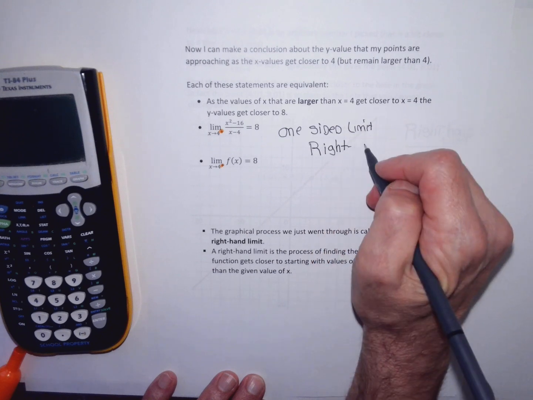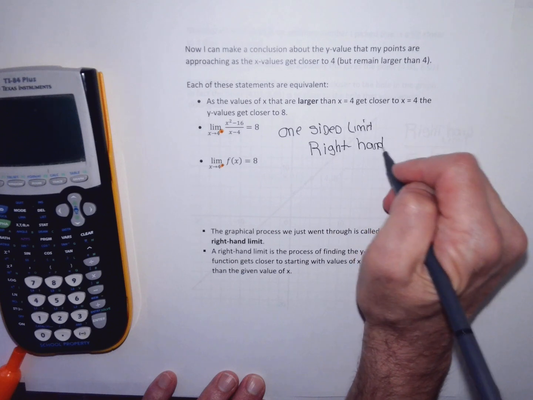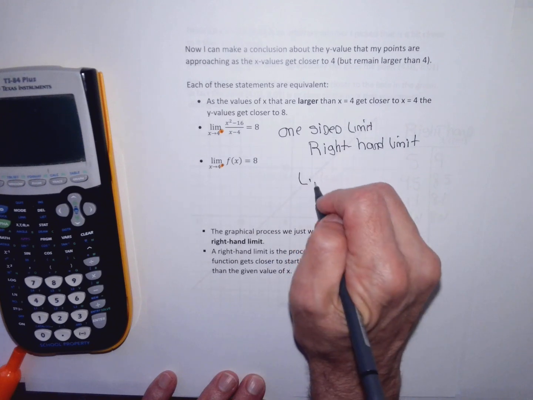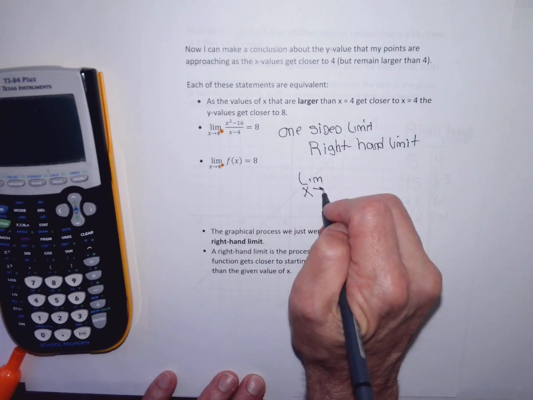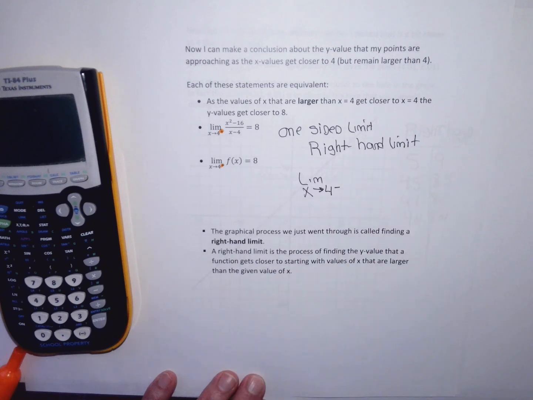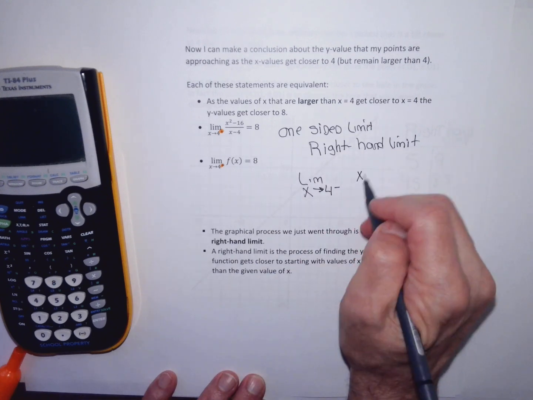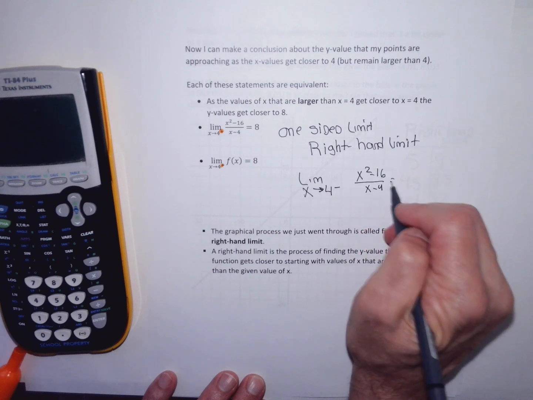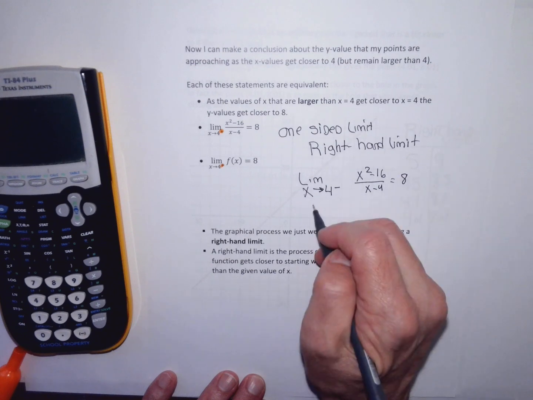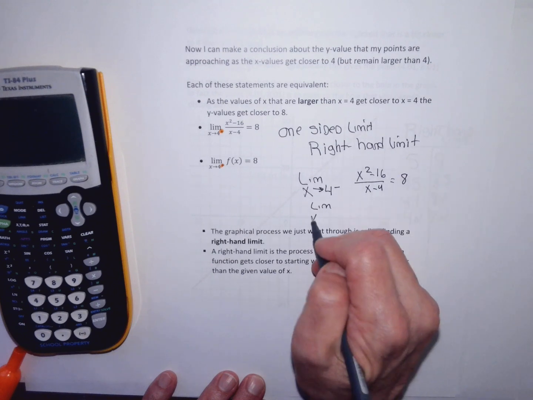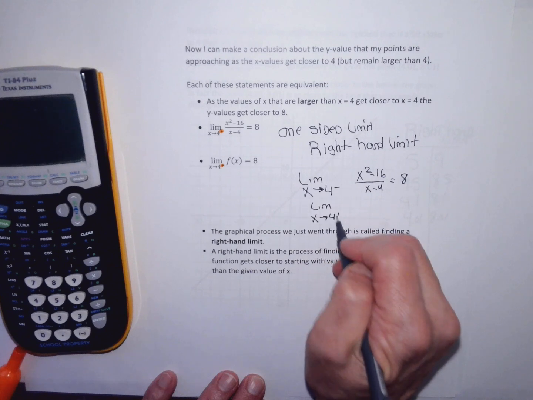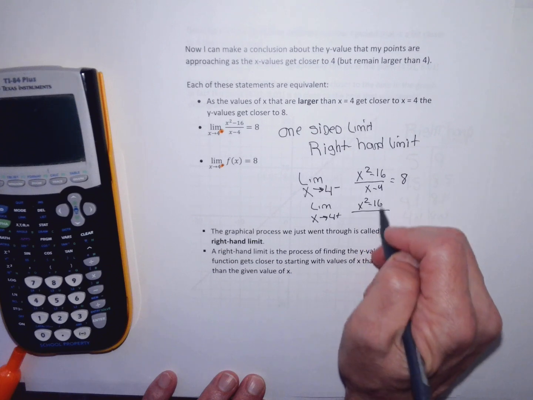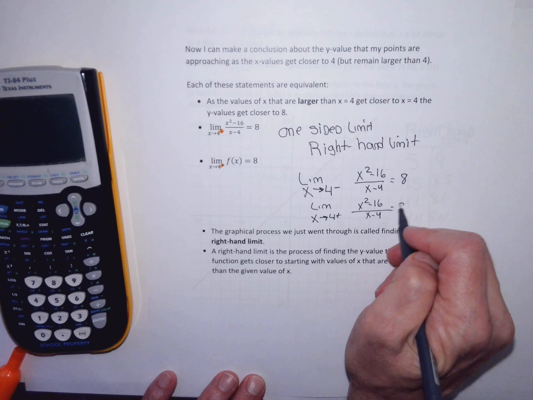In the first example that I did, I plugged in numbers less than 4, and I got this: the limit as x approaches 4 from the left side, plugging in numbers less than 4, of the function (x squared minus 16) over (x minus 4) equals 8. And then the second set of numbers that I plugged in, the limit as x approaches 4 by plugging in numbers bigger than 4, is also equal to 8.